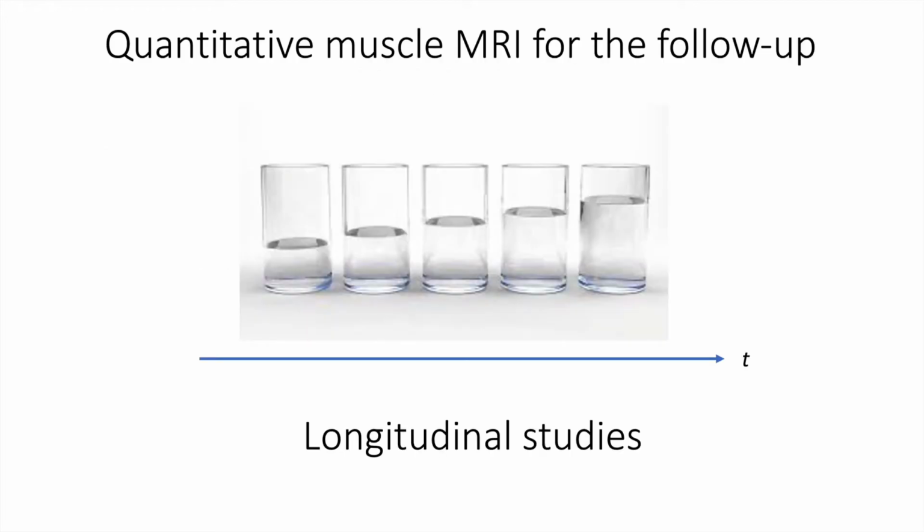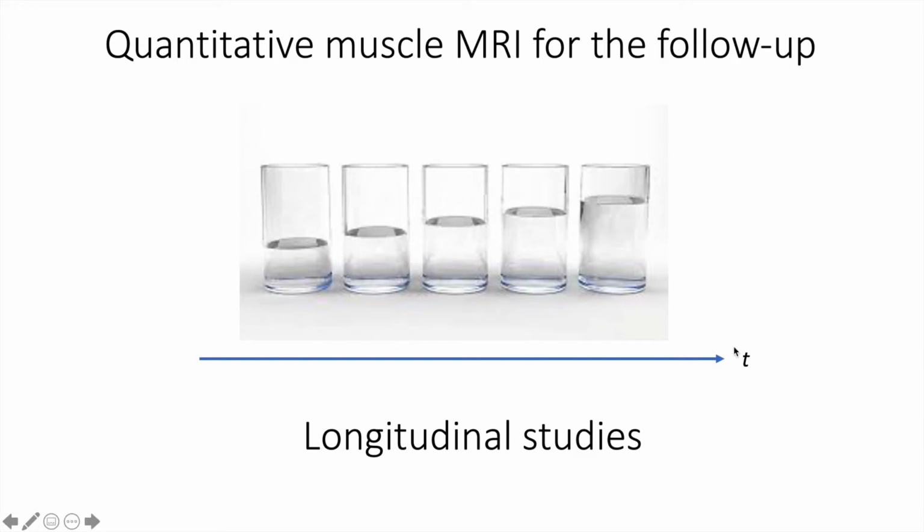And then we decided to use muscle MRI to follow up patients over time. And this means to quantify the changes in the amount of fat, as you can see here in these glasses of water, the changes in the amount of fat that there was in a muscle over a 1 year, 2 years, 3, 5, 10 year period of time.